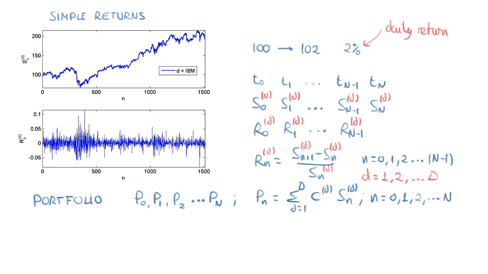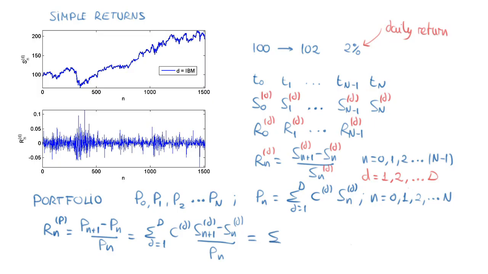In terms of this series of prices, the series of returns of the portfolio is defined as follows. The return of the portfolio at time tn is Pn+1 minus Pn over Pn. Using the definition of the portfolio value at time tn and at time tn+1, we can define this expression for the returns in terms of the prices of the component assets.